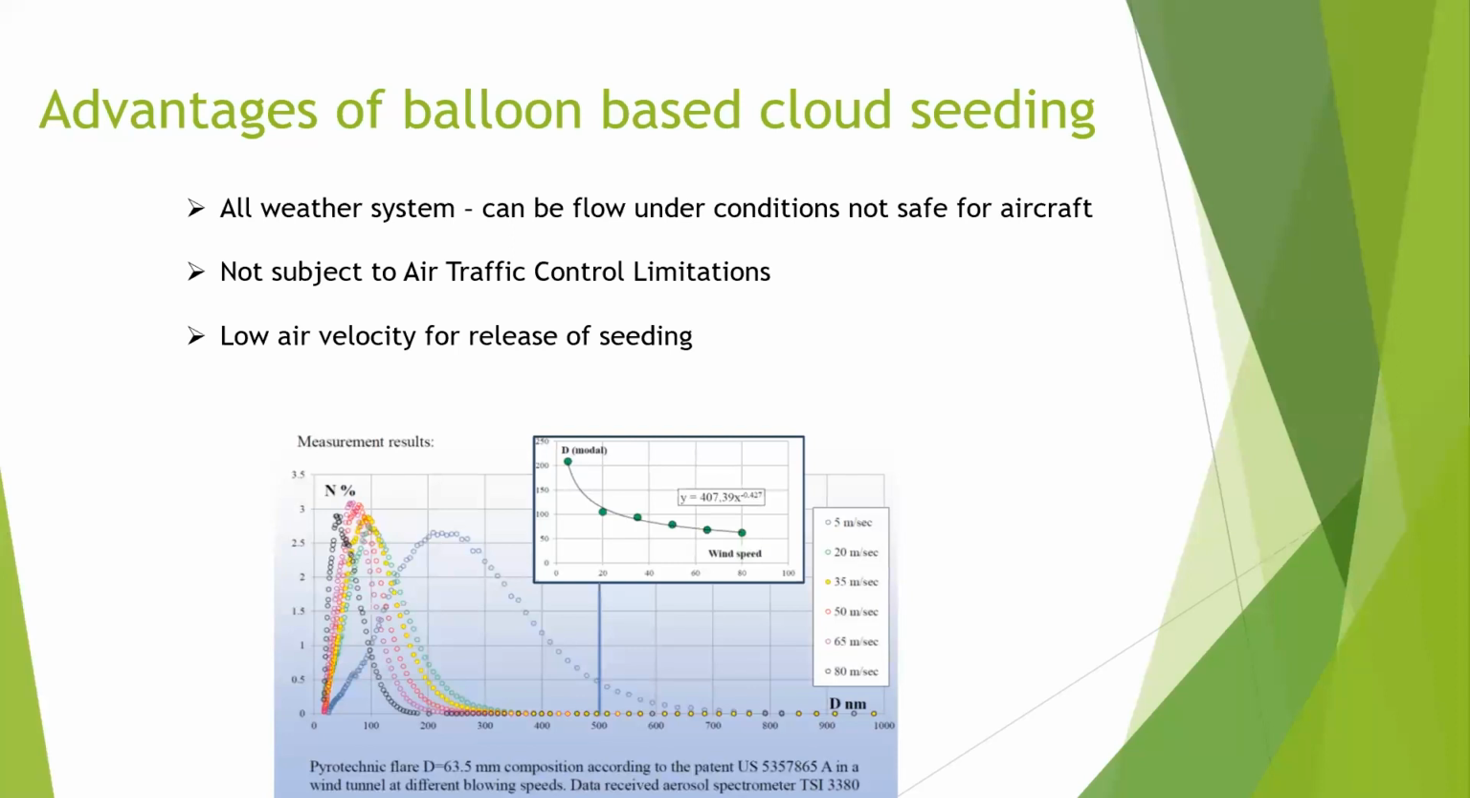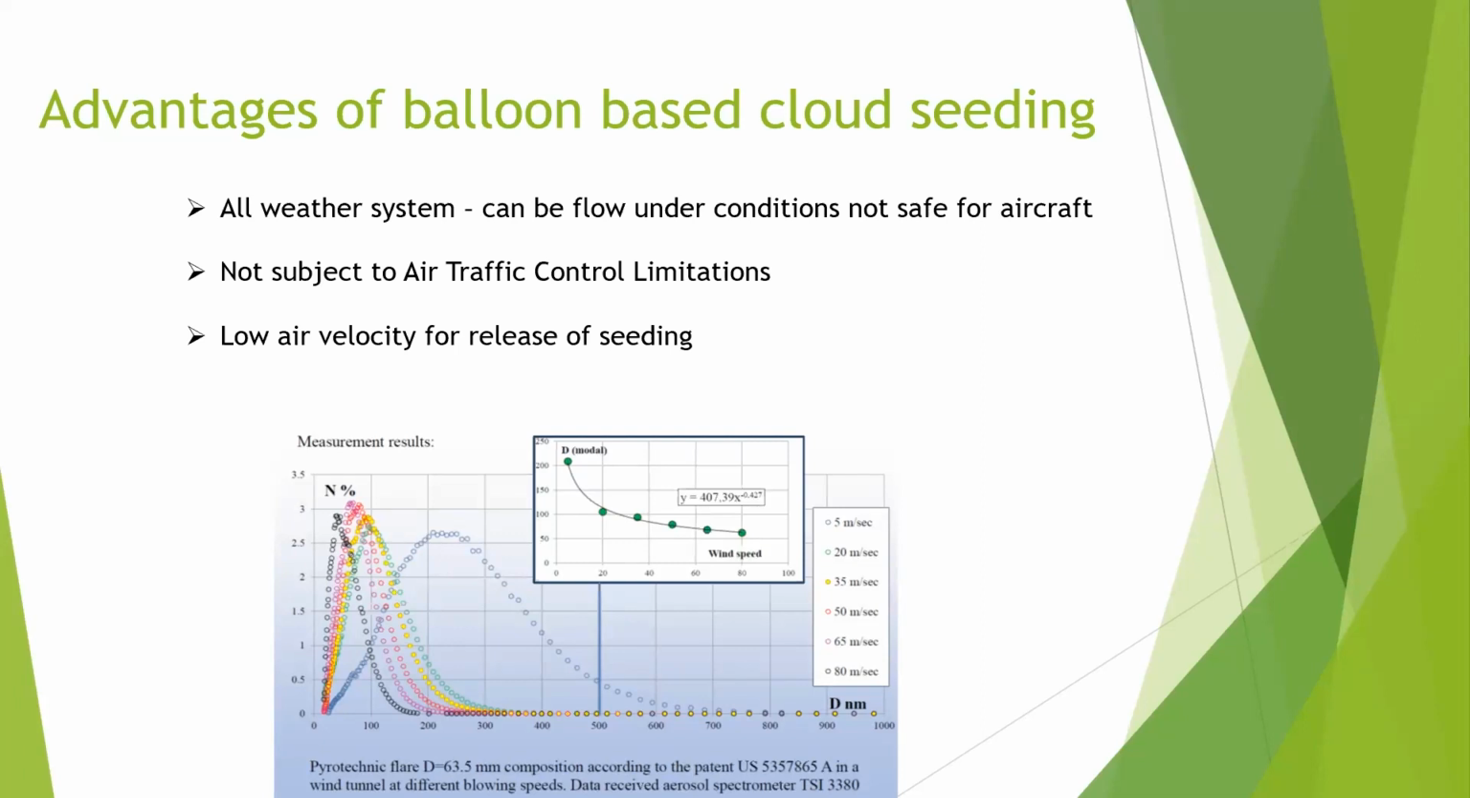So the advantage of this is that it is an all-weather system, and it can be flown under conditions where the aircraft would not want to fly. For example, in thunderstorms, that balloon will just fly through them, and you'll be able to work over a very much wider set of conditions.